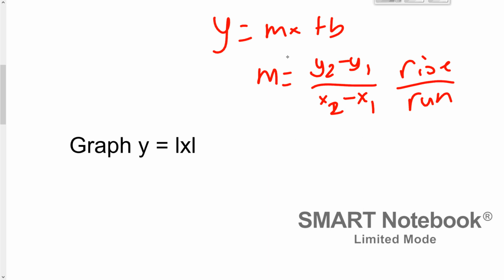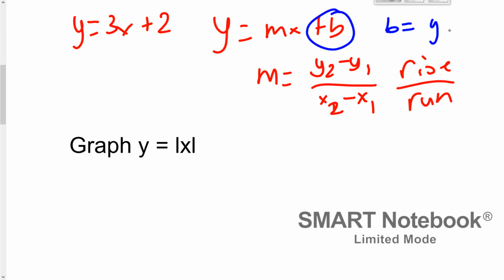So slope is how much I go up and down over how much I go left and right. So if it's y equals 3x plus 2, first thing I have to do is graph this b, which is my y-intercept, where it crosses the y-axis. So that'd be (0, 2). X is always 0 for your y-intercept, and whatever your b is, which would be 2, that'd be your y-intercept. That's plugging in 0 for x.